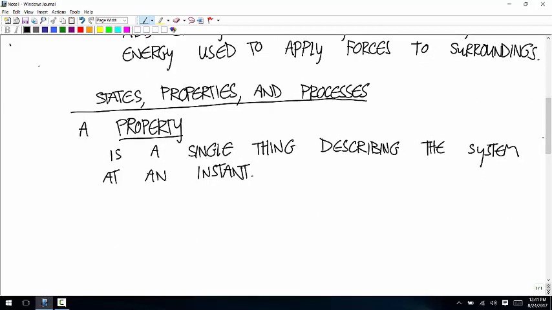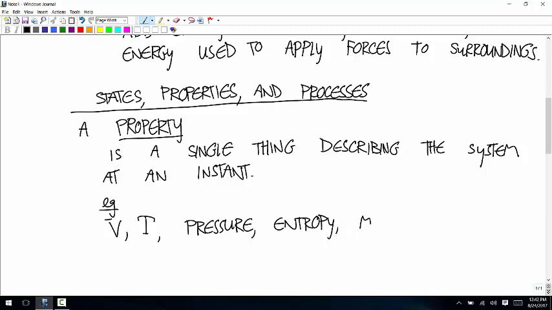Okay, so what are some examples of properties? Volume, temperature, pressure, entropy. These are all things that have a defined value at a single snapshot in time. Okay. What else? Mass, density.